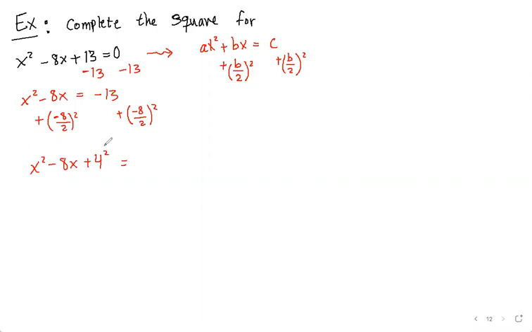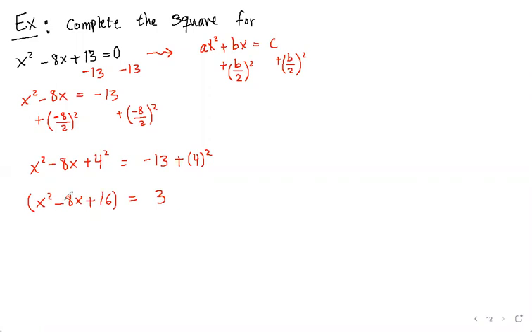So we're doing x squared minus 8x plus 4 squared, which is 16. Minus 13 plus 4 squared. I simplify it more: x squared minus 8x plus 16 equals minus 13 plus 16, which is 3.